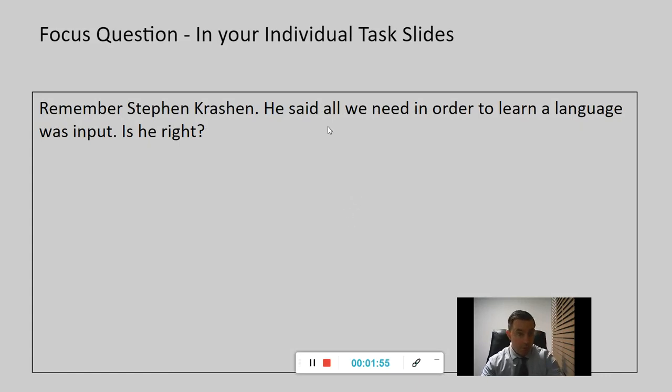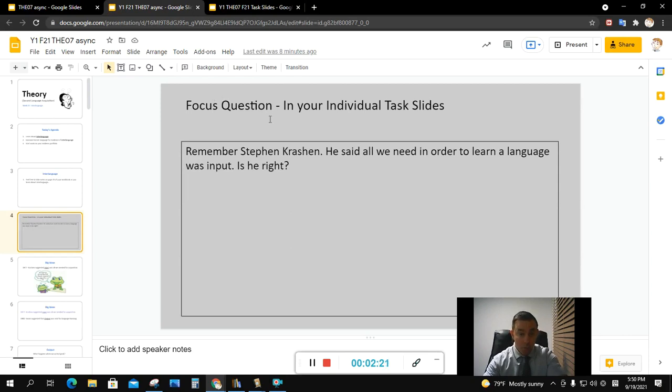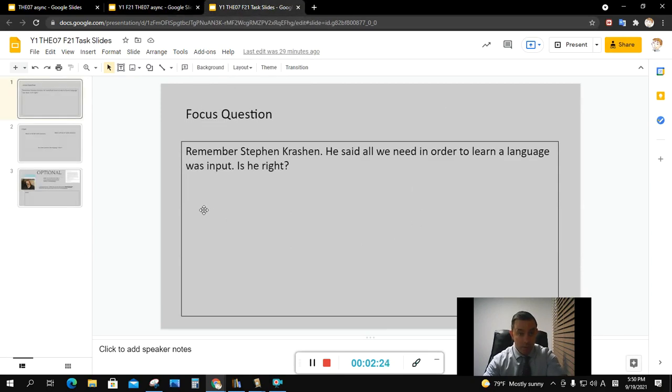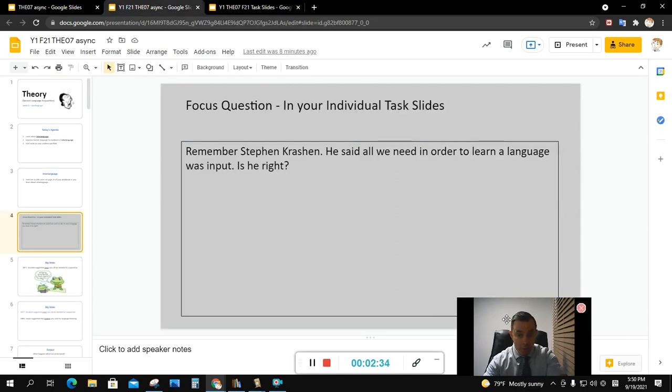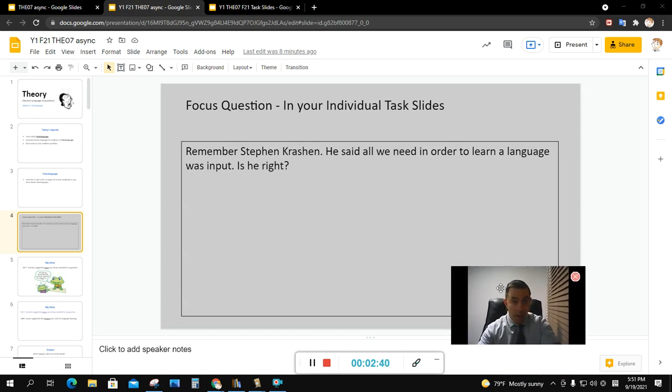So this is the first focus and guiding question. I'm going to ask you to jump over to your individual task slides to answer this prompt. Basically, you're going to type whatever comes to your mind. Remember Stephen Krashen. He said all we need in order to learn a language was input. Is he right? Now let me show you your task slide here. It looks just like that. You've got 3 slides and it's this grayish color. Okay, so you might want to pause the video now as you type your answers and unpause when you come back.